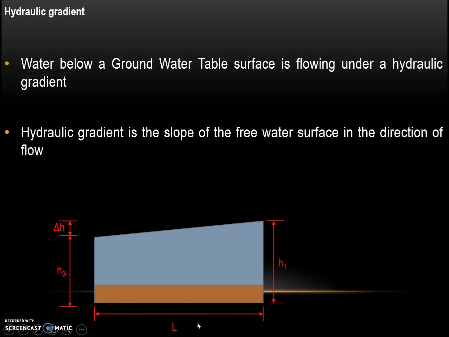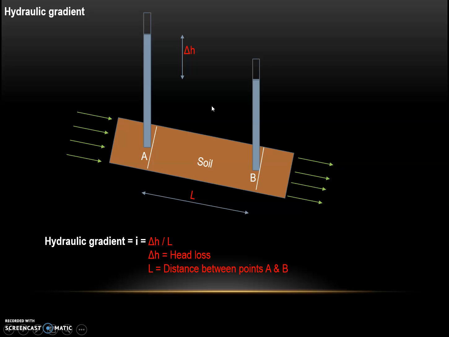Let the distance between point A and point B be given as L. And hydraulic gradient I will be the slope of the free water surface. So it will be delta H divided by L, where delta H is head loss and L is the distance between points A and B.